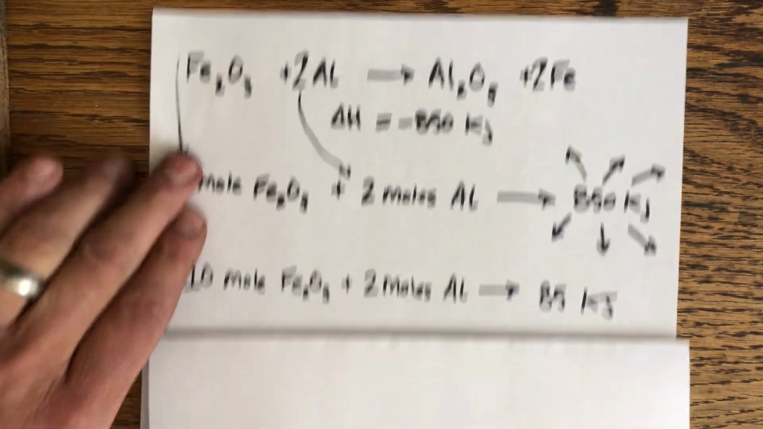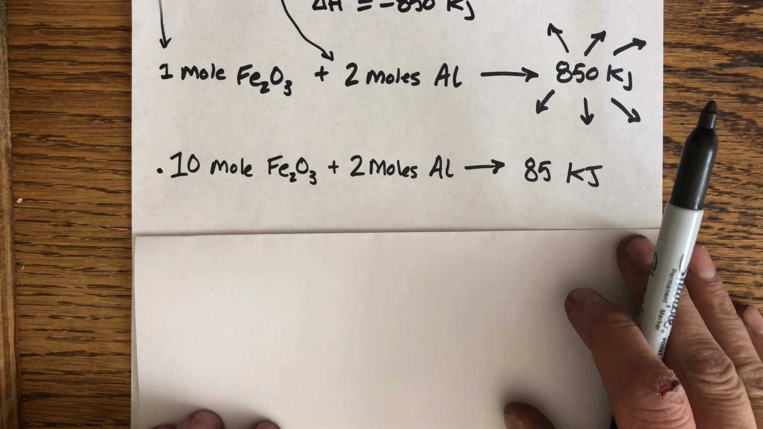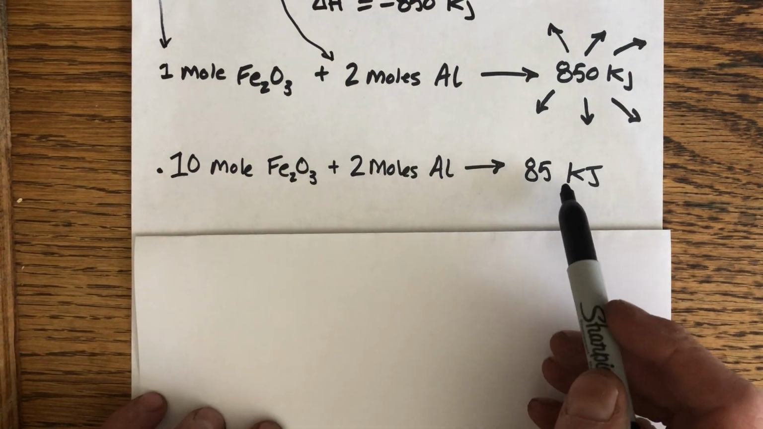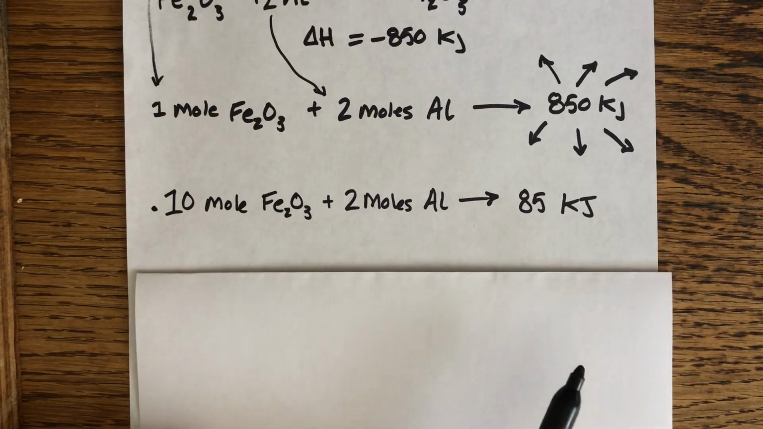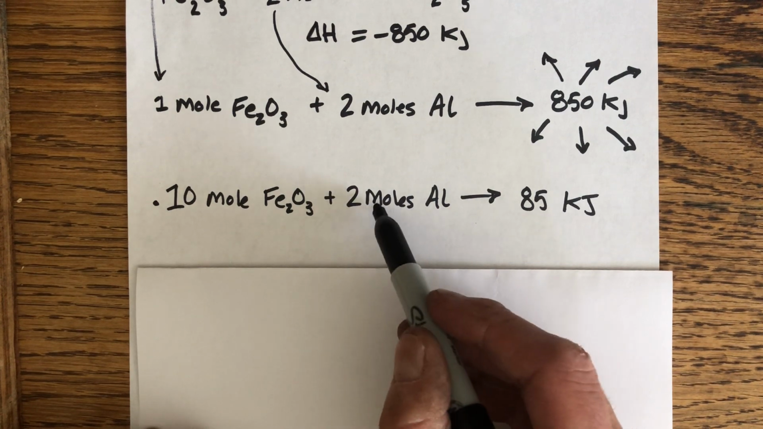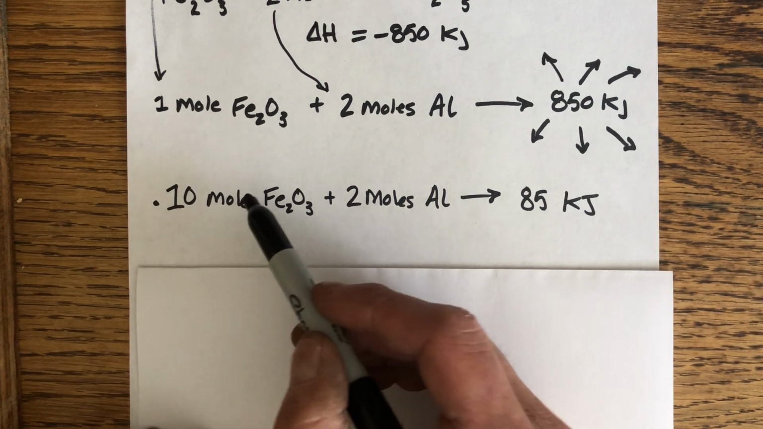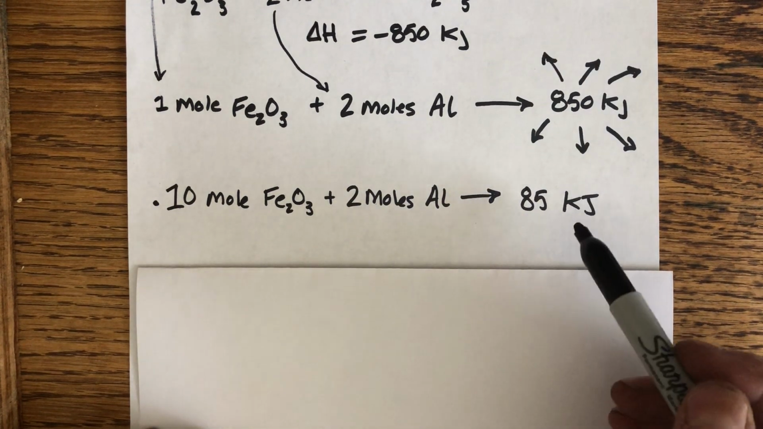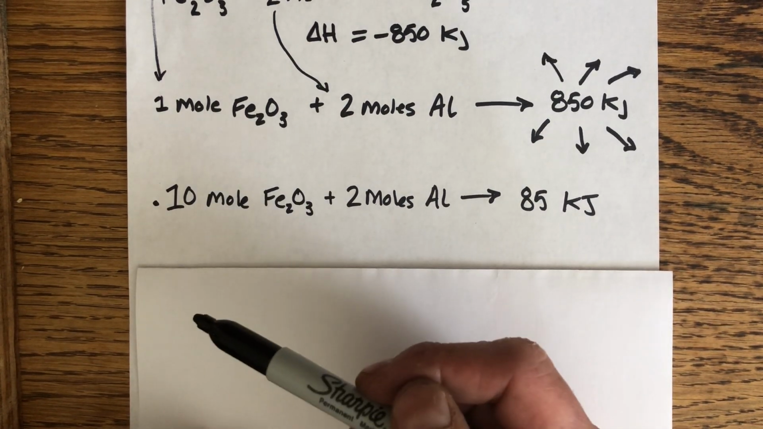Okay, so for example, if we had just 0.1 mole of iron oxide and 2 moles of aluminum, we would only make 1/10 of the amount of energy given as our delta H. Even though we have the full required amount of aluminum, we only have a little bit of iron oxide to work with, and it's going to get used up in a hurry, and we're going to have a whole bunch of aluminum left over. We're certainly not going to make as much energy as we would have if we used an entire mole of iron oxide.